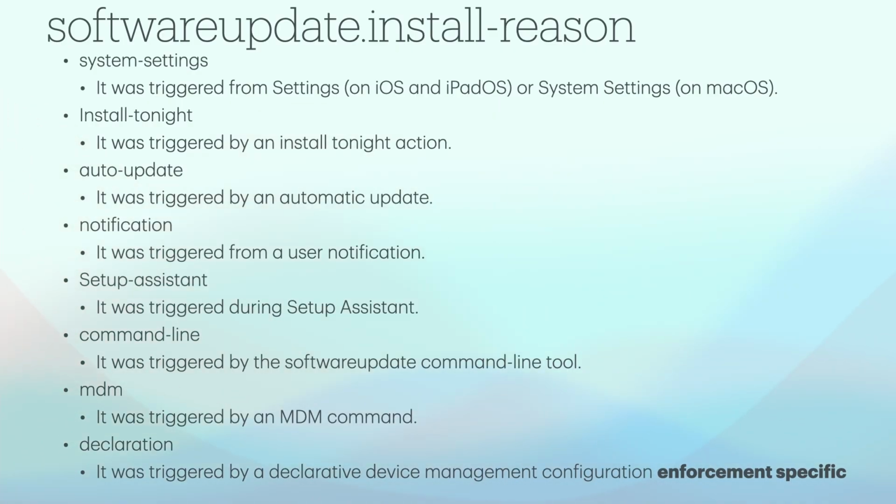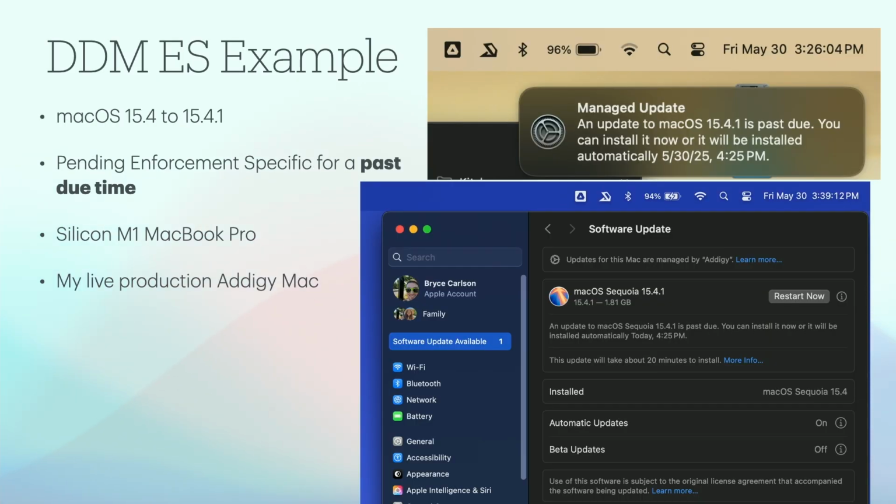MDM would be if it was triggered like the first version there, the first example we saw, triggered by the MDM command. And then finally, the one that you'll see the most is if you're using that, again, enforcement-specific declaration, the install reason is going to be declaration. So let's take a look at an example like that.